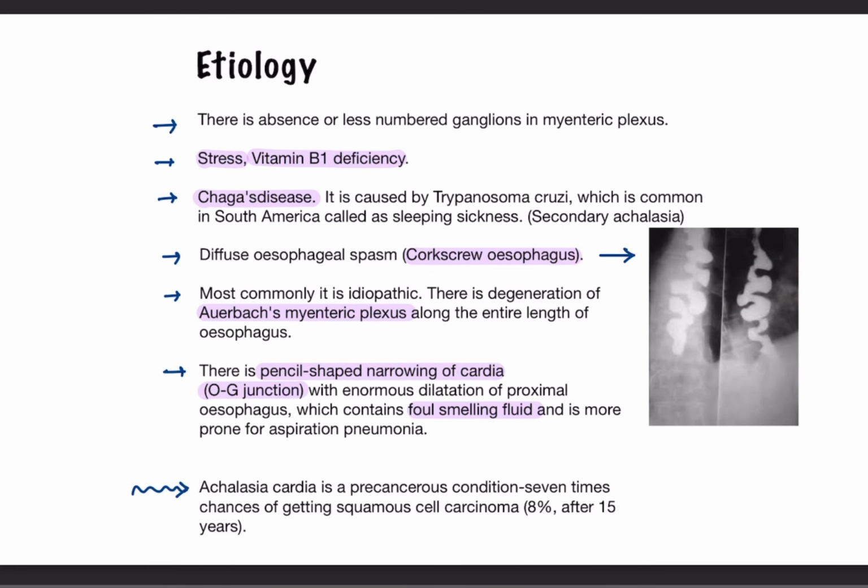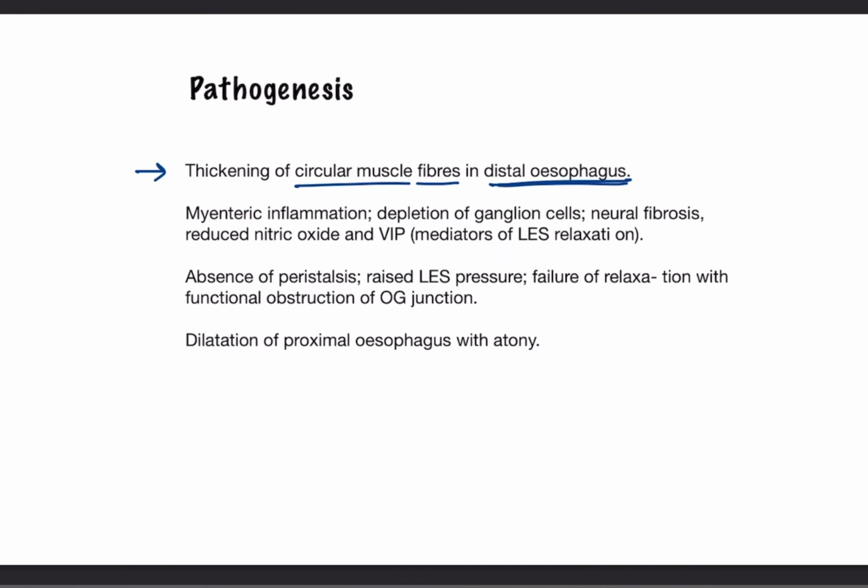Next is, most commonly it is idiopathic, and there is degeneration of the Auerbach myenteric plexus as well along the entire length. And we can see pencil shaped narrowing of the cardia, the GE junction, with enormous dilatation of the proximal esophagus, and it contains foul smelling fluid. Also, achalasia cardia is a precancerous condition which has 7 times chances of getting squamous cell carcinoma.